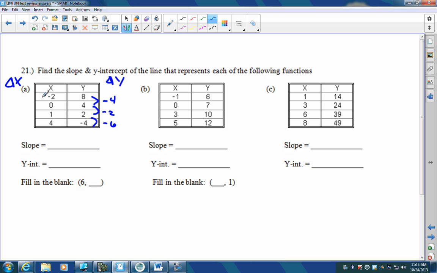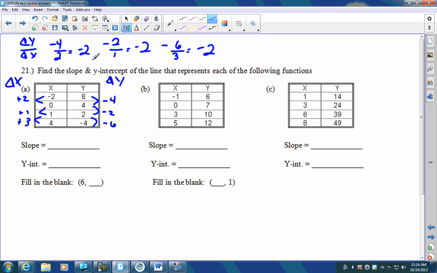You have to do delta x plus 2, plus 1, plus 3. So right here we have -4. Remember, it's delta y over delta x. -4 over 2 is -2. -2 over 1 is -2. -6 divided by 3, -2. That's my slope, -2.